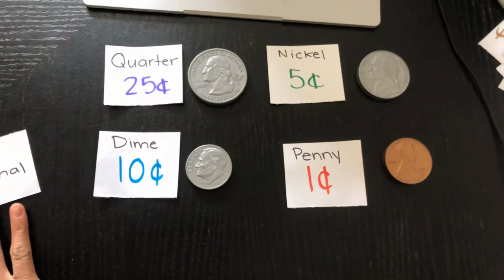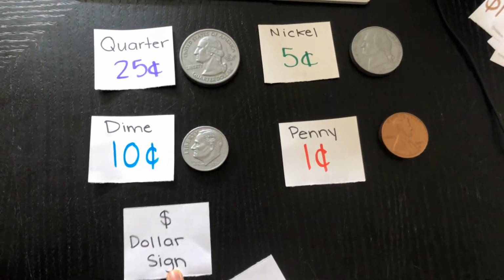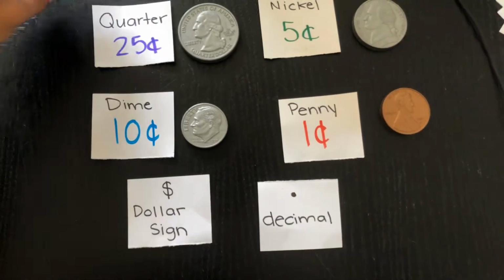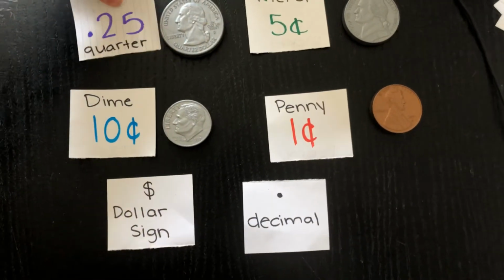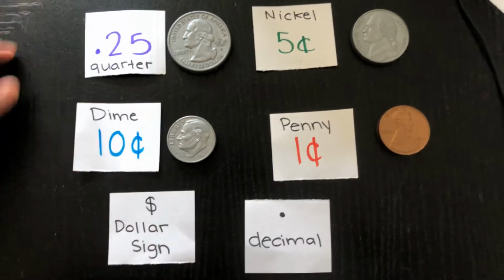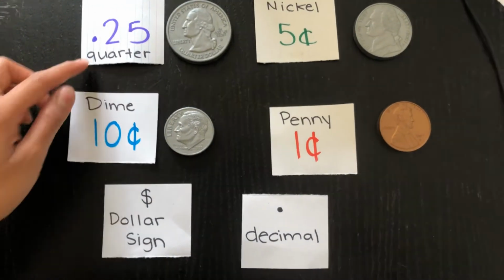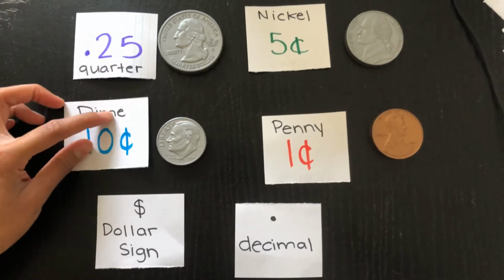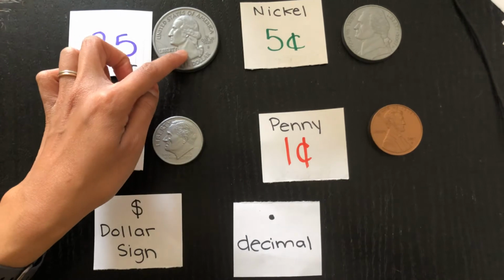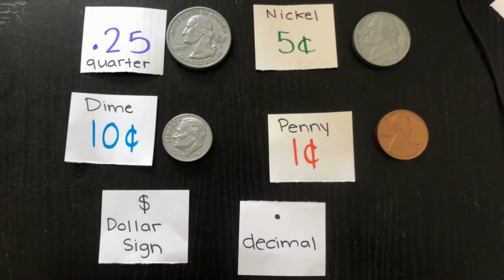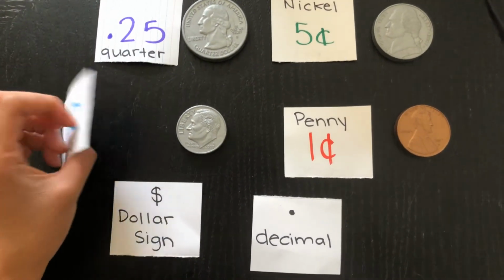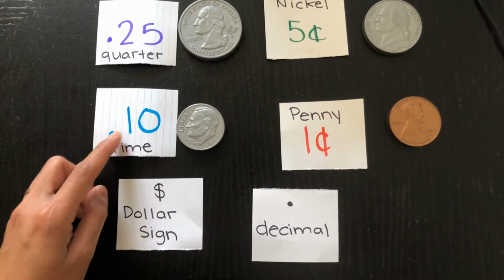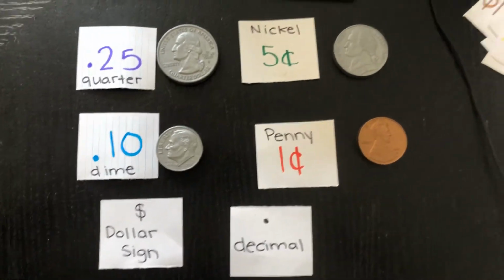But now that we're moving into dollars, we want to use the dollar sign and a decimal. So a quarter would look like this. Decimal 25. That means 25 cents. Here is our dime. Our dime is worth decimal 10 cents.